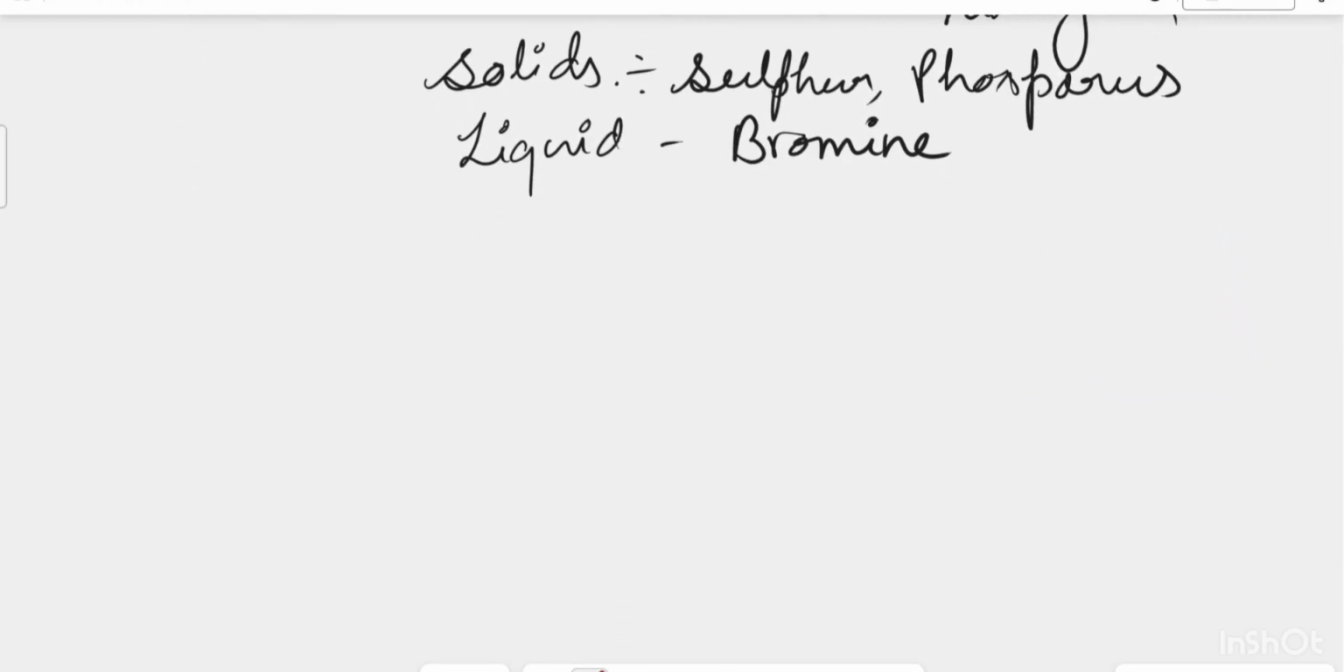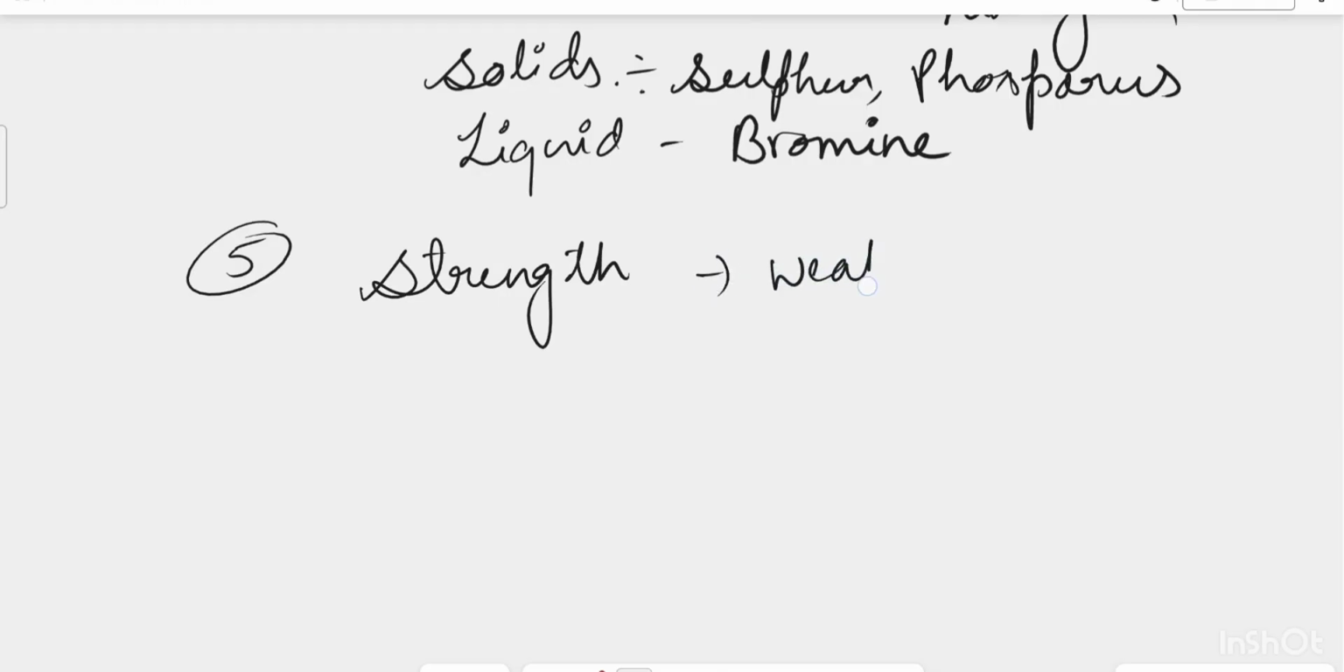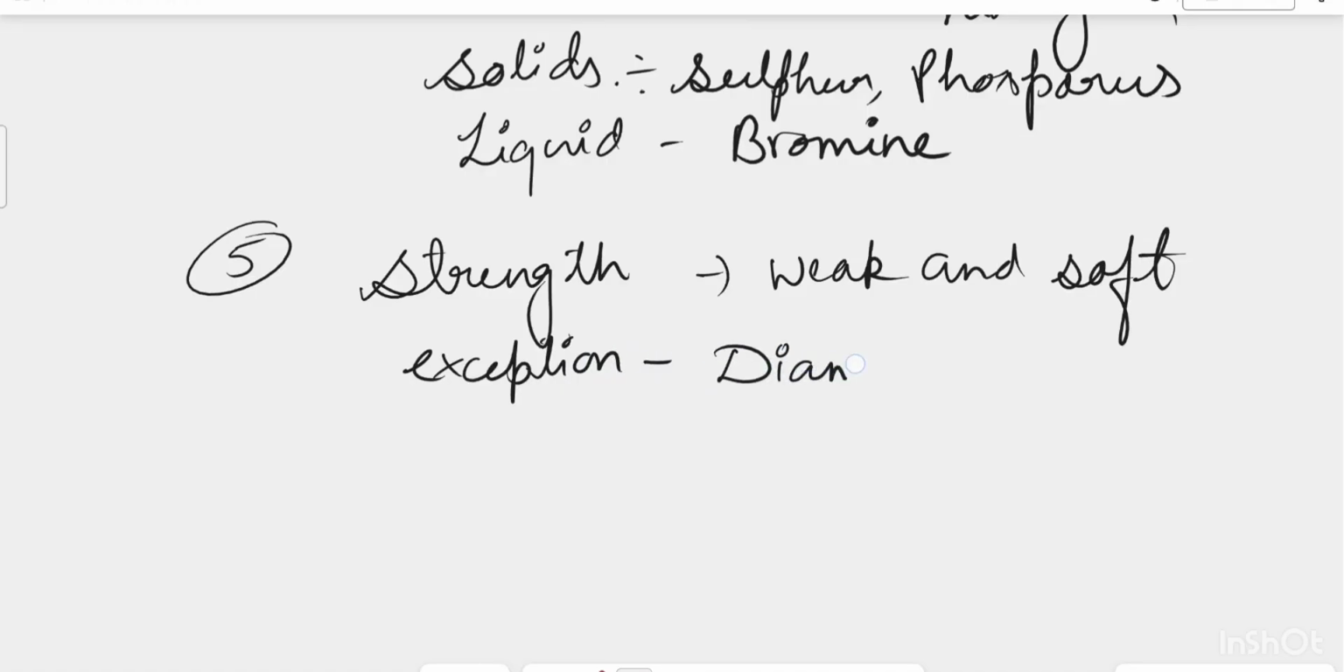Now we come to the strength of non-metals. Non-metals are weak and soft, except diamond. It is a form of carbon and it is the hardest natural substance.